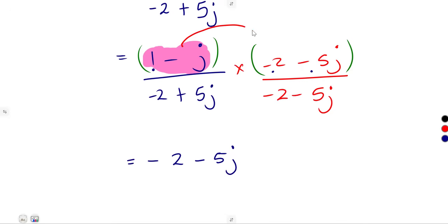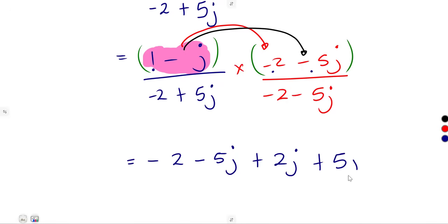So it's minus j times this minus 2, minus times minus. That's a positive, so that's positive 2j. The minus j multiplies the minus 5 there. Minus times a minus is a positive, so that's positive 5j squared. J times j is going to be a j squared.